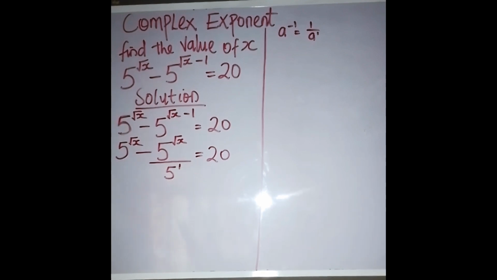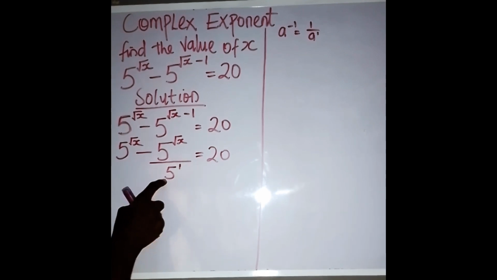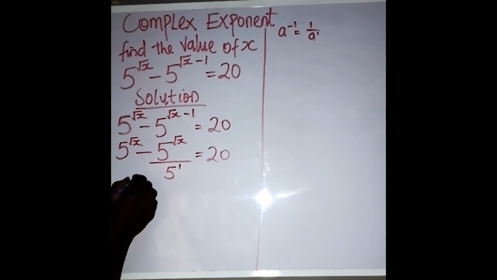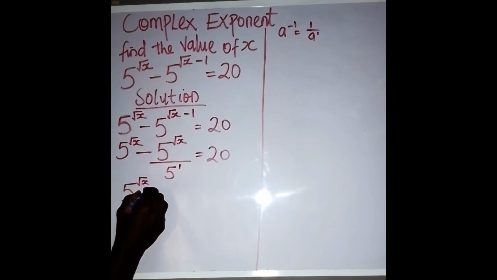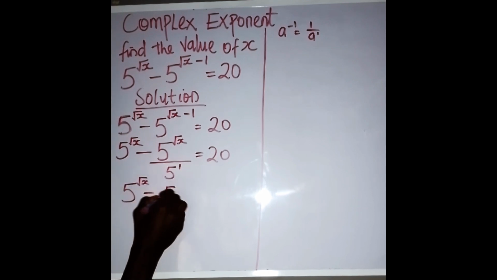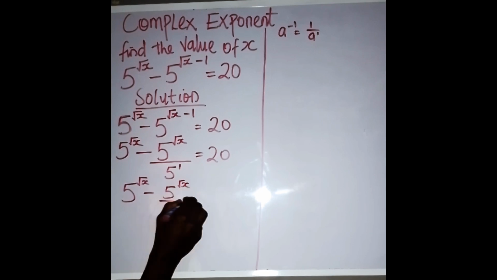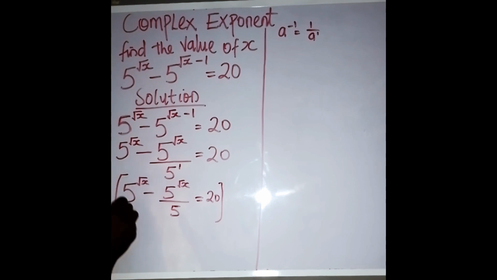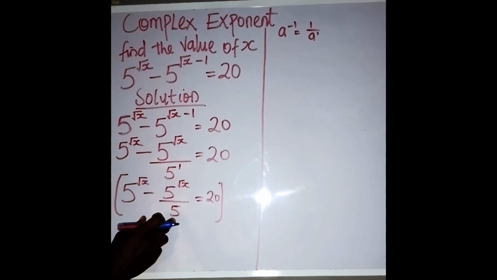Alright, what do I do from here? Looking at this, I can decide to eliminate this 5. How do I eliminate this 5? I'll multiply by 5 all through. So I'll now have 5 times 5 raised to the power square root of x minus 5 raised to the power square root of x over 5, times 5 raised to the power 1, which is the same thing as 5, equal to 20 times 5. I'm multiplying everything all through by 5 to eliminate this 5.